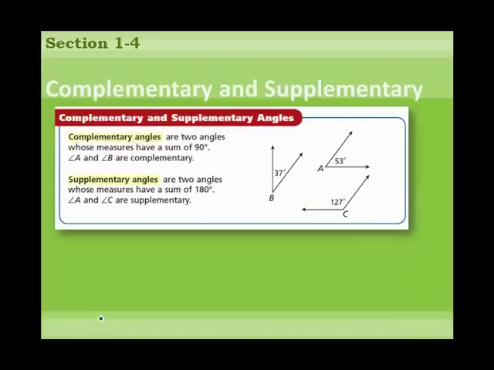Another set of angles is complementary and supplementary angles. These you are probably familiar with from your work with math in the past. Complementary angles are just angles who sum to 90, for example, A and B here. And supplementary angles are angles who sum to 180, for example, A and C here.